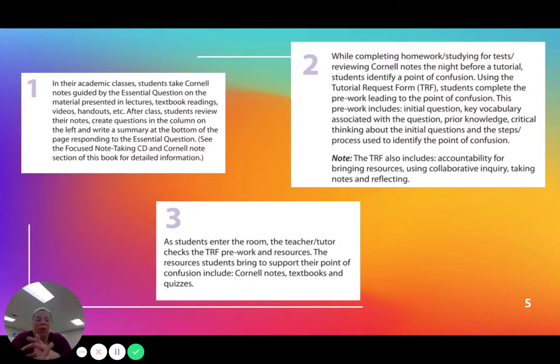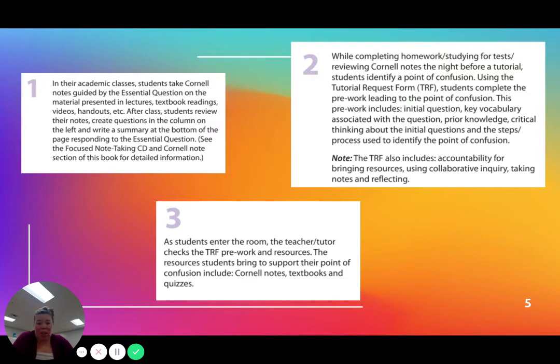Step 2, while you're completing your homework and studying, review those notes and figure out where you're a little bit confused. What's a question that you're not understanding, and fill out your TRF, right? I promise we are going to get some practice in on filling out TRFs, and you're going to get good at it and at how to process your thinking and hold all of that information there. You're going to do great things with that, okay? Some key pieces: initial question, vocab, prior knowledge, critical thinking. I'm asking you to think about your question before you get the opportunity to share about your question. When you come in the room, right away, I'm going to check your TRF and make sure it's ready to rock. That's step 3 before our tutorial, okay?